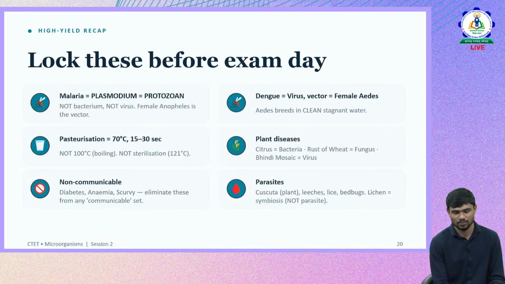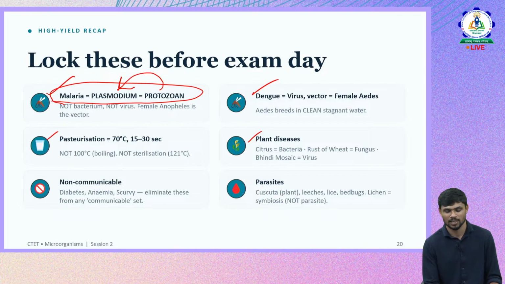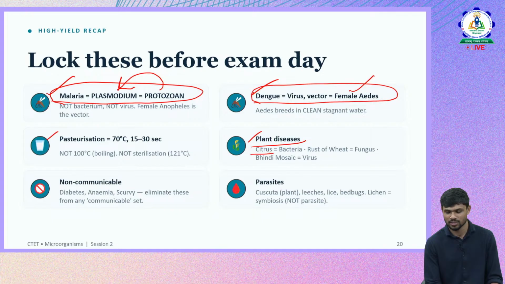Before we go, some commonly asked and tested facts. Malaria is a disease, and Plasmodium is the protozoan that causes malaria. Dengue is caused by a virus, and its vector is the female Aedes mosquito. Plant diseases are citrus canker, rust of wheat, and bhindi mosaic, all of which are plant based diseases.